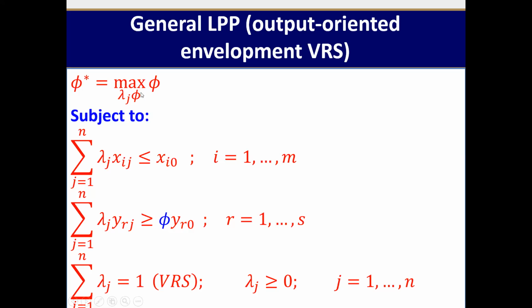So this is my decision variable I'm looking for. The lambda is also a decision variable that I'm looking for. But it just happens that the phi is also an objective function. Okay, it's a decision variable, but it's also an objective function. But the lambda is only a decision variable.